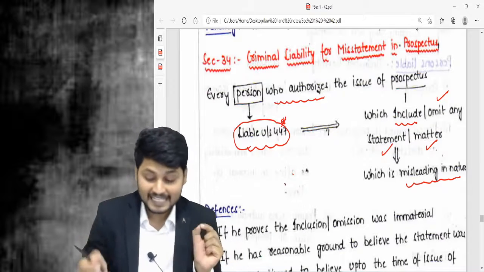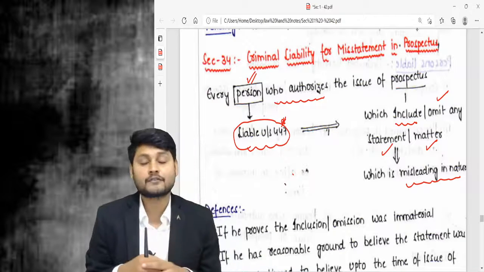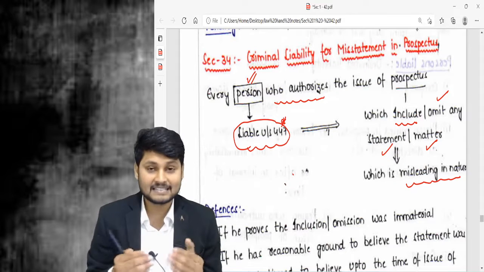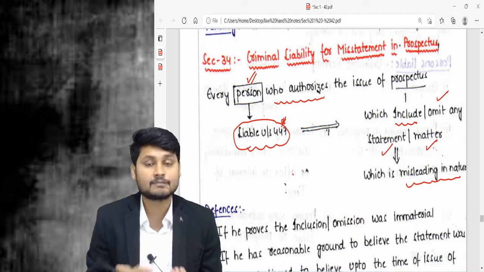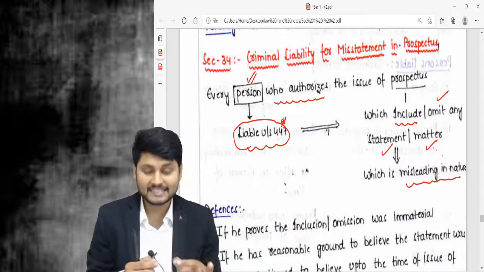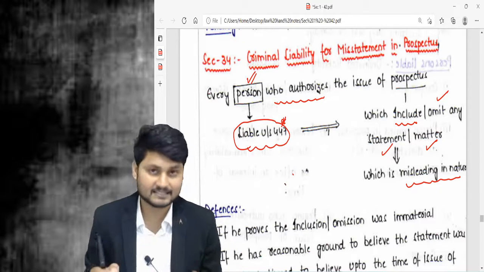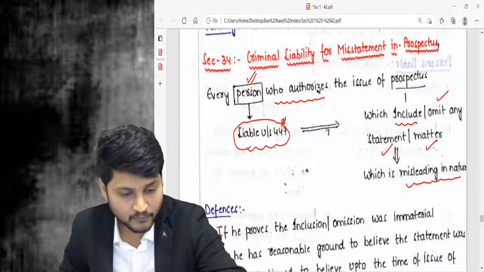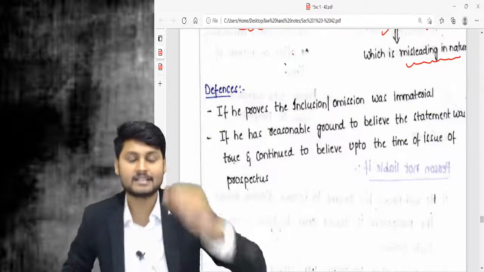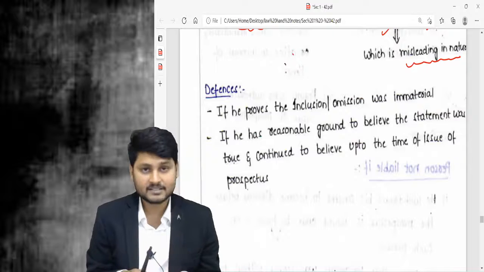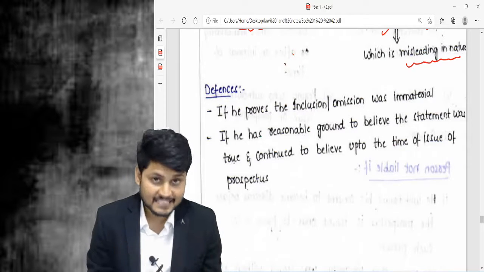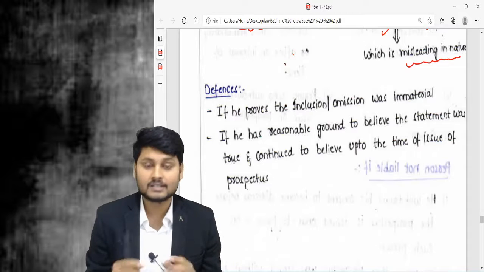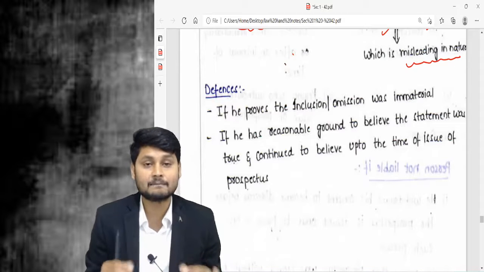Very clear. Can this person escape from this liability? Can this person avoid the liability which may be imposed on him under section number 447? Those instances are called defenses. So when can this person escape from the liability? By nature, it is deemed he has committed the fraud. Now it is his responsibility to prove that there is no guilty mind at all.